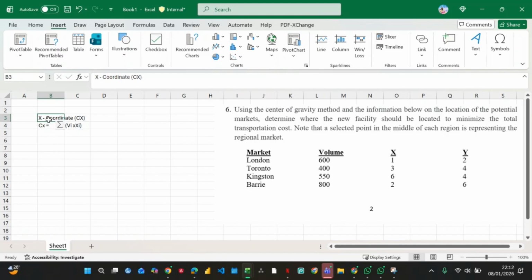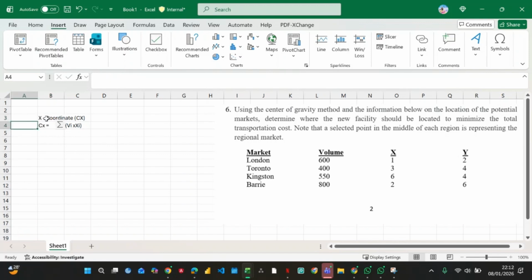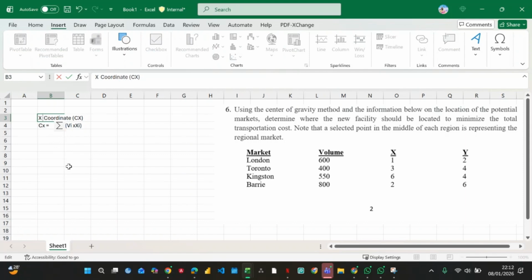No, this is x. I'm talking about x coordinate and y. See, you have an x coordinate and y. So there's a formula for each of them. So I'm just trying to write the formula for the x coordinates. Then I'll write the one for y. Okay, do you understand? So it's not x minus coordinate. Let me just remove this thing.